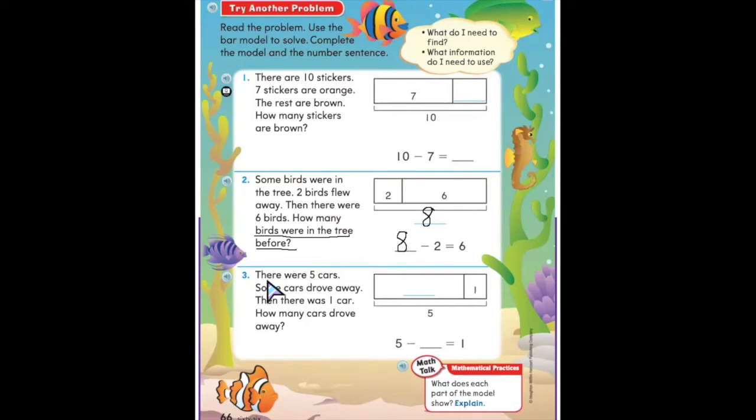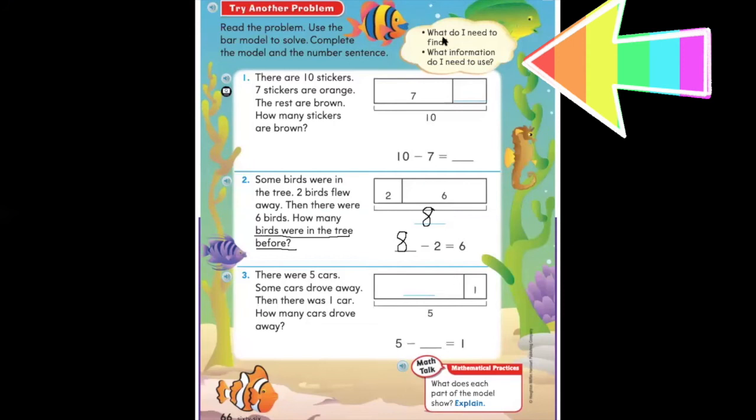Number 3 says there were 5 cars. Some cars drove away. Then there was 1 car. How many cars drove away? Once again, let's use our questions up here to guide us in solving our math problem. What do we need to find? We need to find how many cars drove away. Or we also need to answer this question. What information do I need to use?